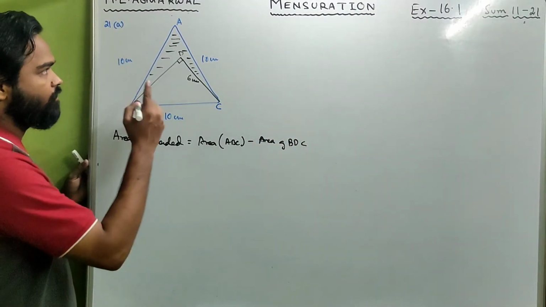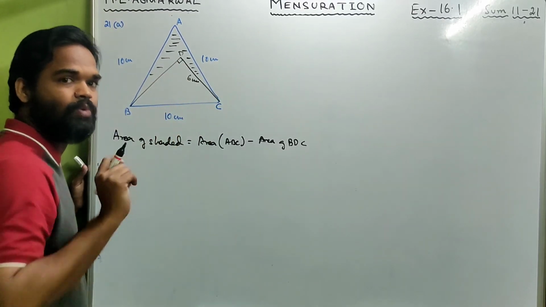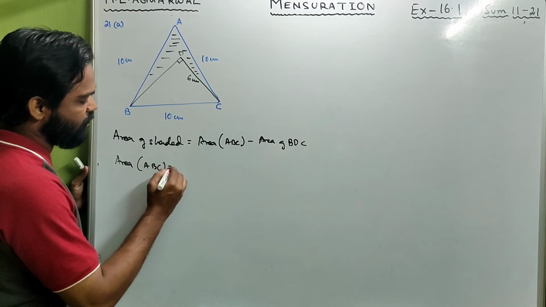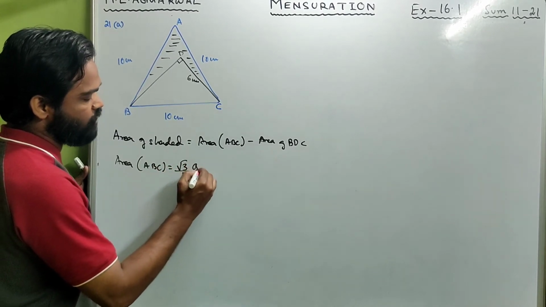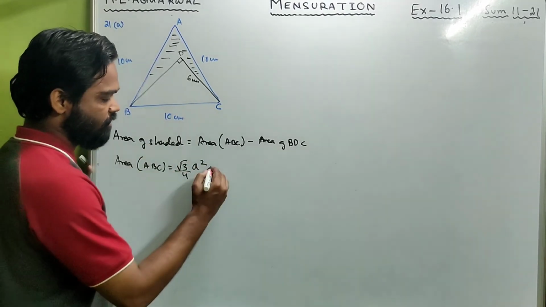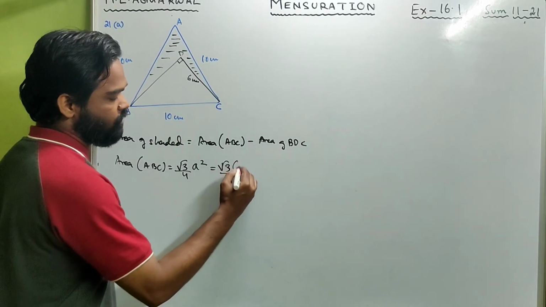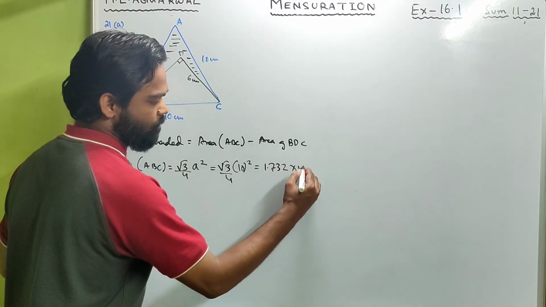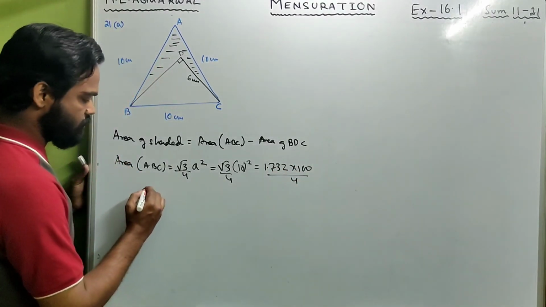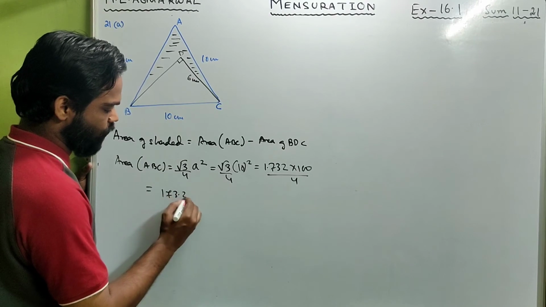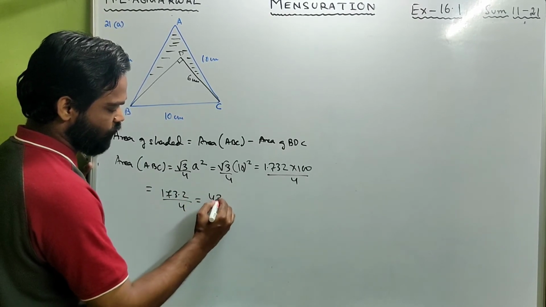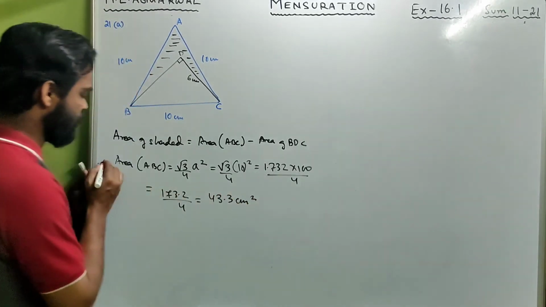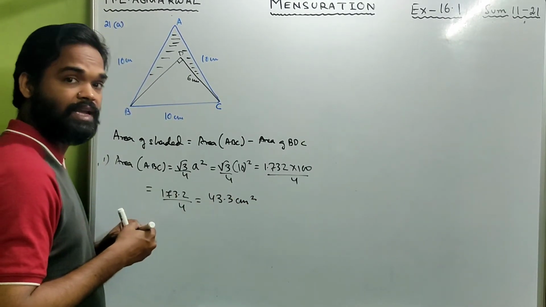Very simple. Now first of all, you take ABC. That's an equilateral triangle. So area of ABC will be root 3 by 4 into A square, where A is the side. We know this. So root 3 by 4, 10 square. That's 1.732 multiplied by 100 by 4. So that's how much? 173.2 by 4. 4 3s are 12. So 43.3 centimeter square. That's the area of the triangle ABC.